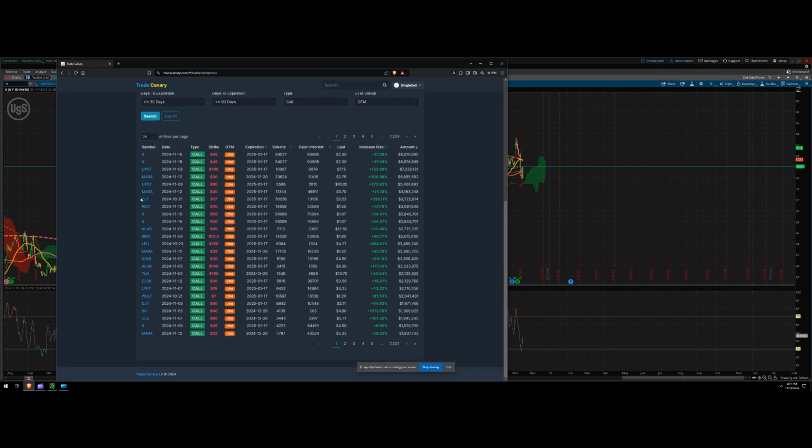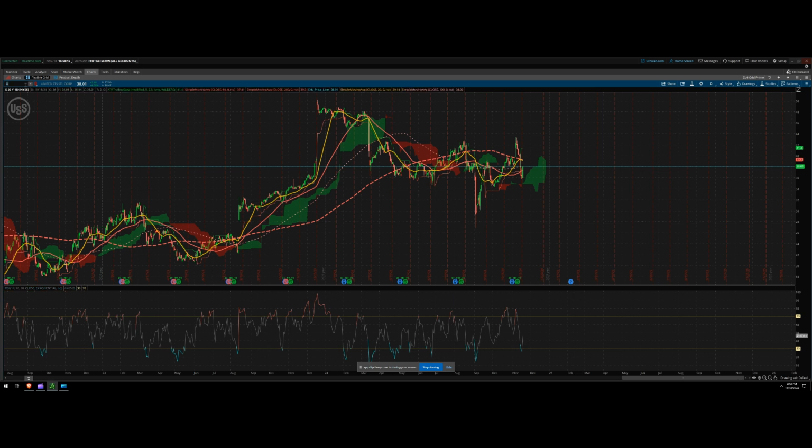All right, so we've got CLF. Now, I also hold CLF, and I've made a lot of money with CLF. They are a steel producer, just like X is a steel producer in the United States. We're looking for the 17 strike by Jan 17. We've got a 535% increase. Now let's look at their chart. So CLF.